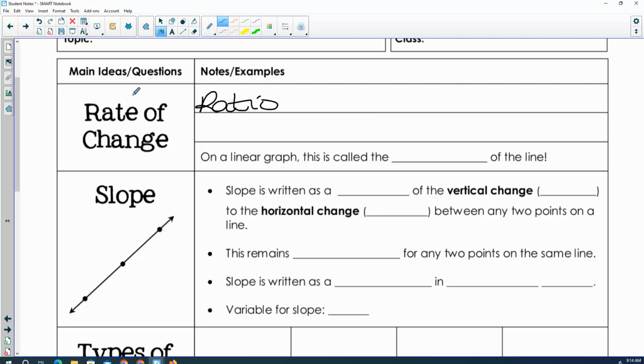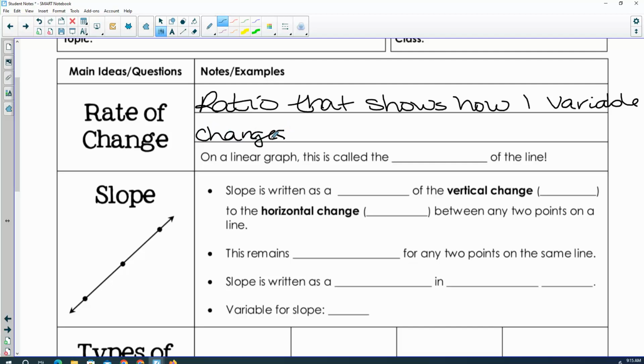Today. Nope, no problem. So, rate of change, another word for that is slope. It's just a ratio that shows how one variable changes with respect to another. So we're taking two variables and comparing how they change. When one goes up this much, the other one goes up that much, something like that.